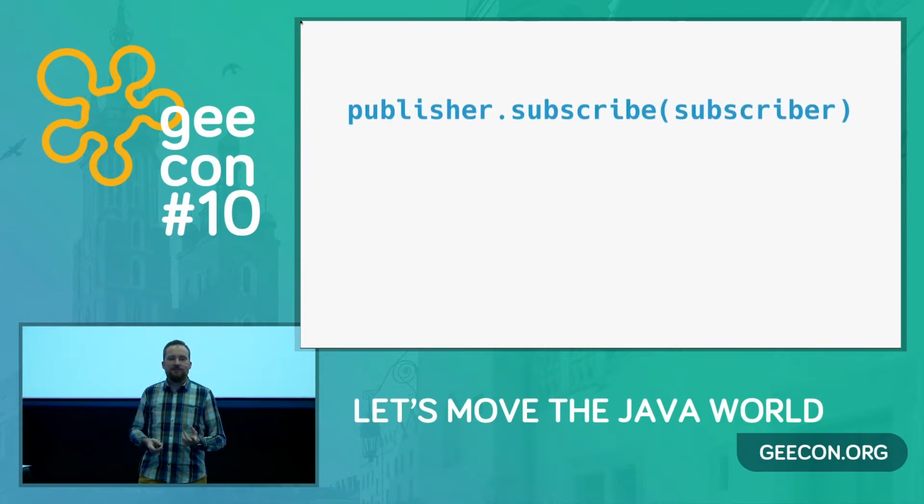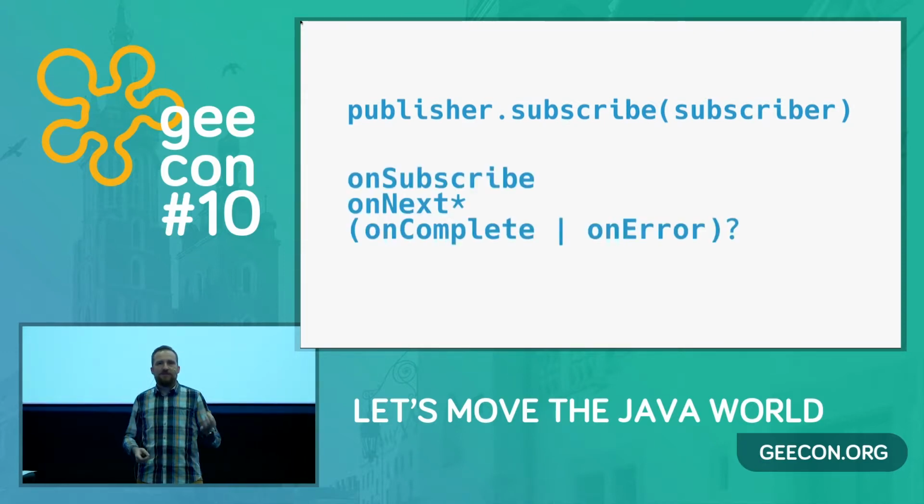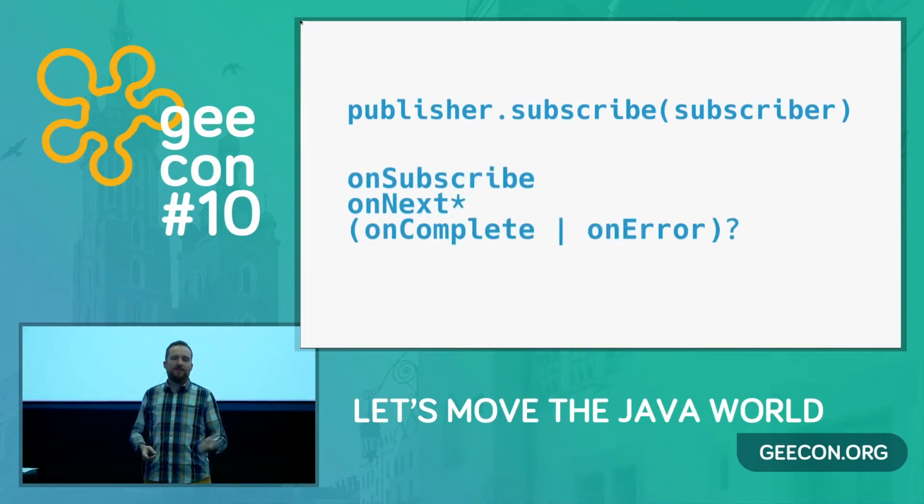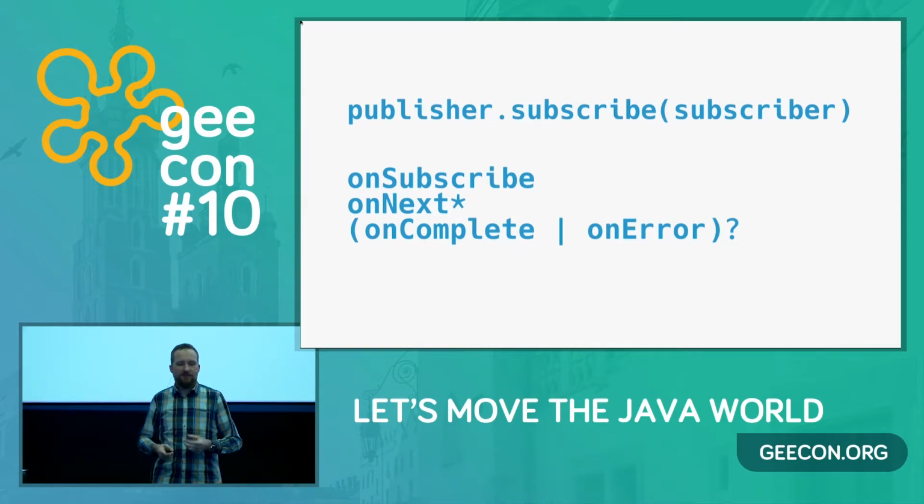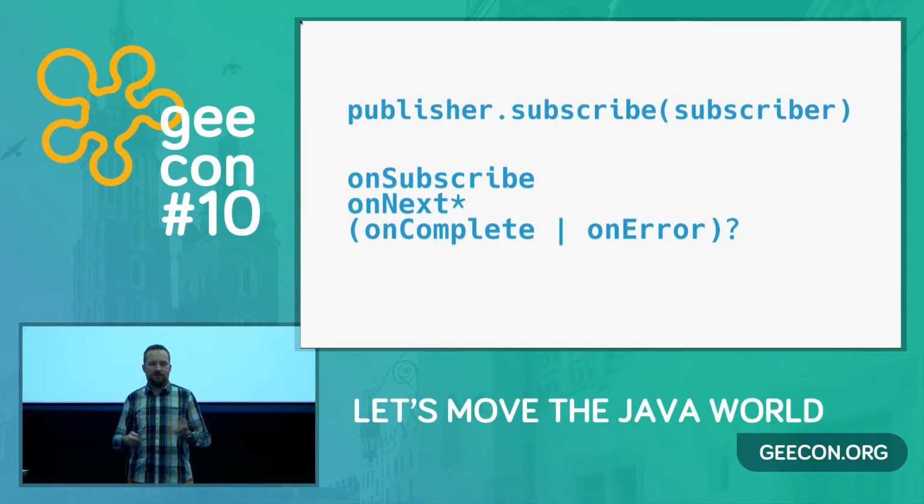So the flow, once again, looks like you can see on the slide. Initially, we call subscribe on a publisher to connect a given subscriber to the publisher. And then the subscriber receives the onSubscribe callback. Then it can receive an arbitrary number of onNext callbacks to receive the data. And then the processing is terminated, either with a successful completion or with an error.